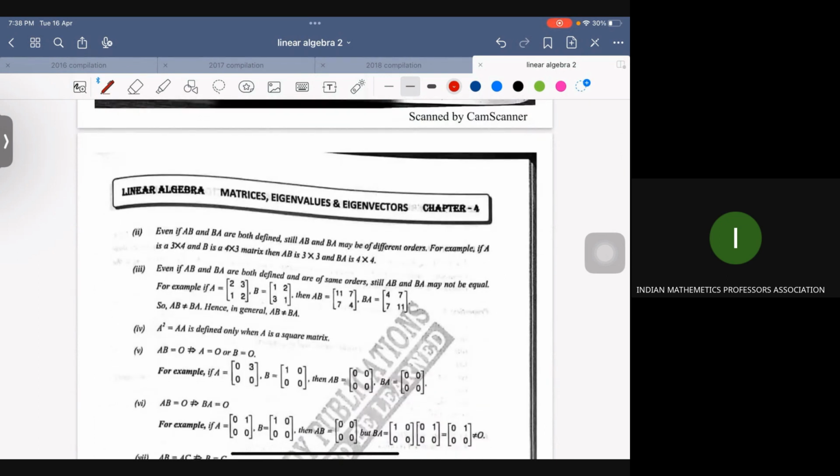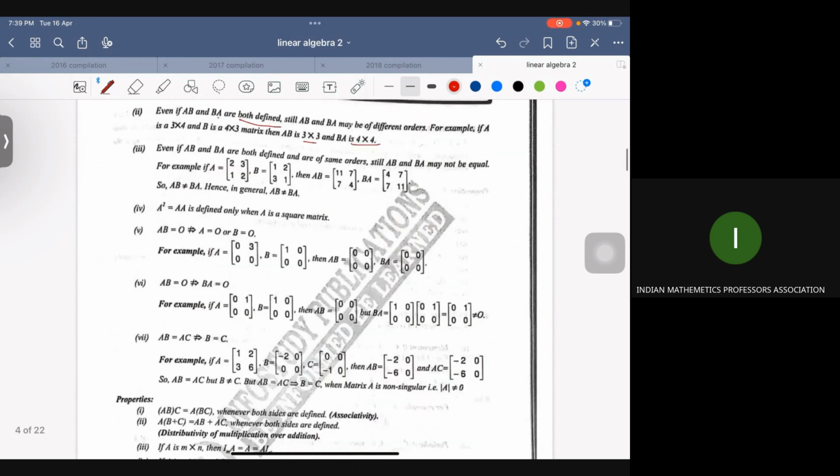Even if AB and BA are both defined, that is, if both are square matrices, still A and B may be of different orders. For example, if A is 3 by 4 and B is 4 by 3, AB will be 3 by 3 and BA will be 4 by 4. If AB and BA are both defined and are of the same order, in the case of square matrices, AB and BA may not be equal.